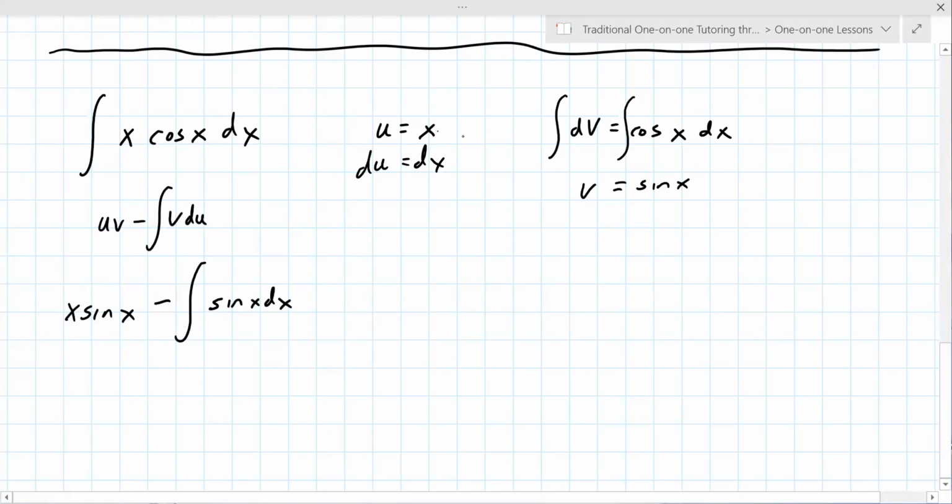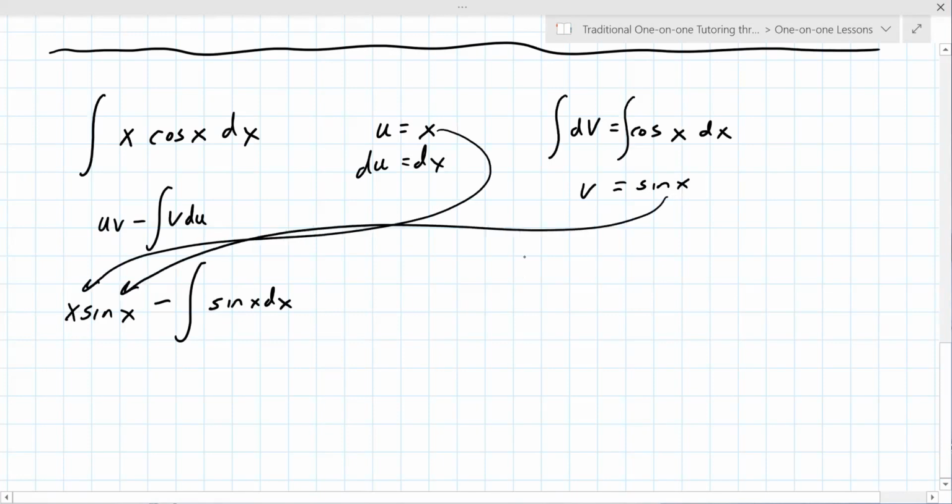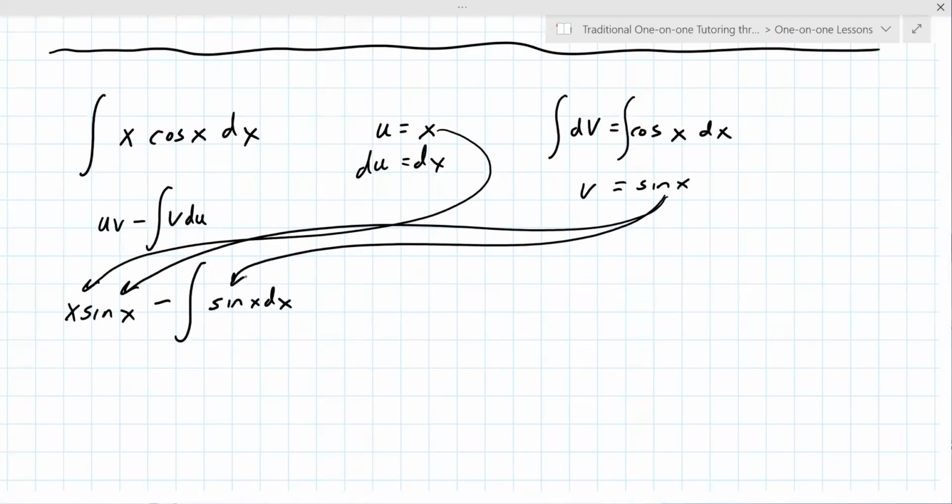So here's your u. Here's your v. Wait, here's your v again. Wait, what happened to the d? What do you mean, the dv? The dv, it's gone. We don't use it. The dv is not used in this. Then how did he get v? You integrate the dv, the integral of cos, to get v, and the integral of cosine is sine.